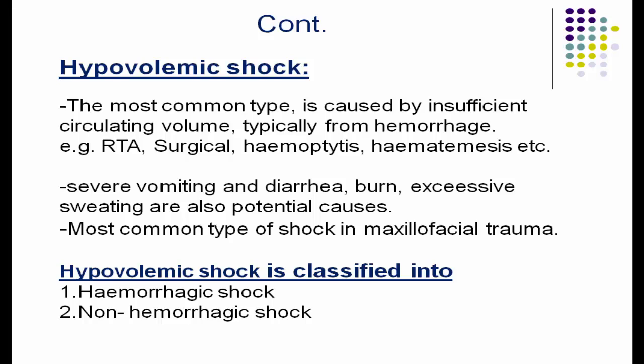The most common type is caused by insufficient circulating volume, typically from hemorrhage. For example, RTA or road traffic accident, surgical bleeding, hemoptysis, hematemesis, and etc. Severe vomiting and diarrhea, burn, excessive sweating are also potential causes. Most common types of shock is maxillofacial trauma.